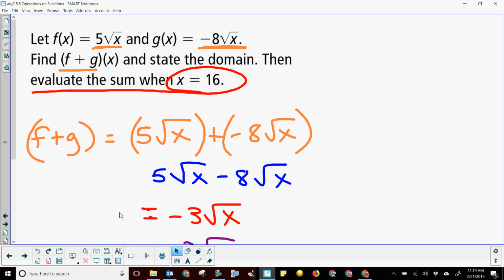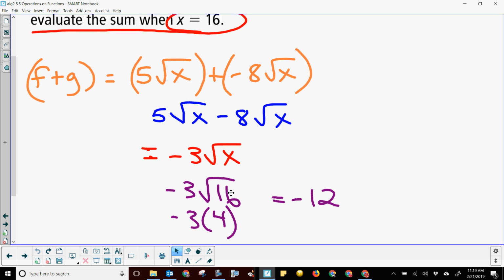So the book adds one little twist at the very end. It'll say, find f plus g, and then evaluate when x is a certain number. So after you do what we've been doing, you'll then plug in a number for x and get a number, is all it's going to be. So f of x and g of x, when they add, since they're like terms because they have the same radical, it's just negative 3 squared x.